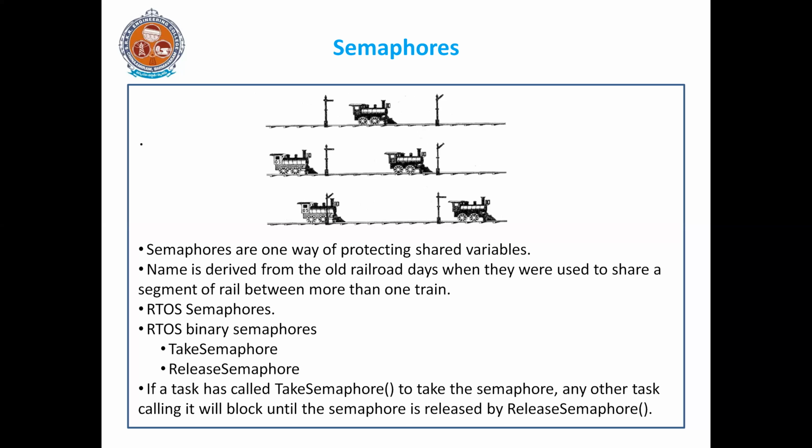So this is the thing that is used in the RTOS. Only one task can have the semaphore at a time, and that is called a binary semaphore. So here you will have only two signals: one is take semaphore and another one is release semaphore. So this is what is meant by a semaphore.